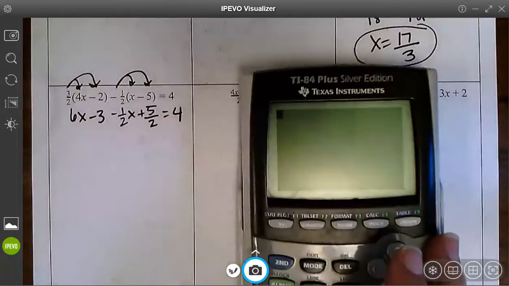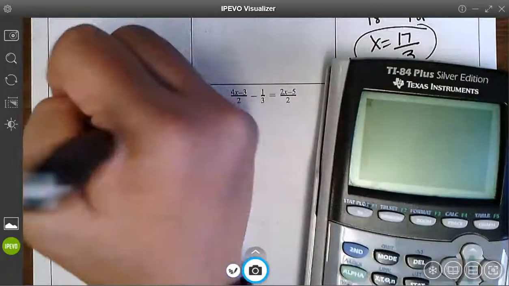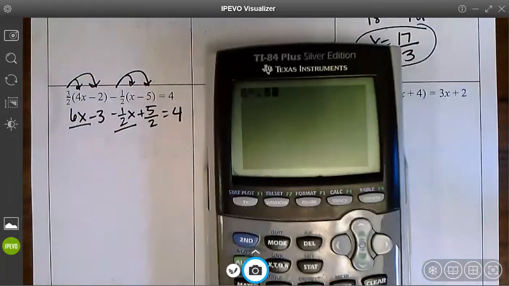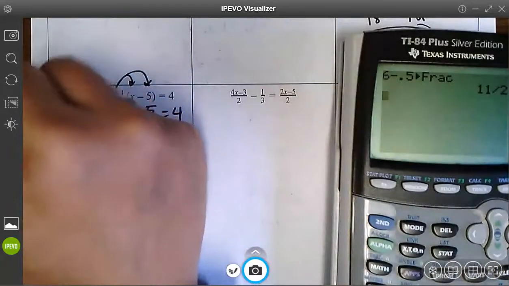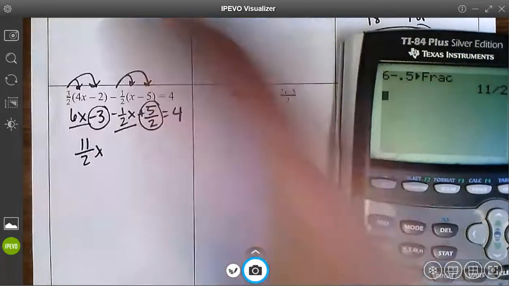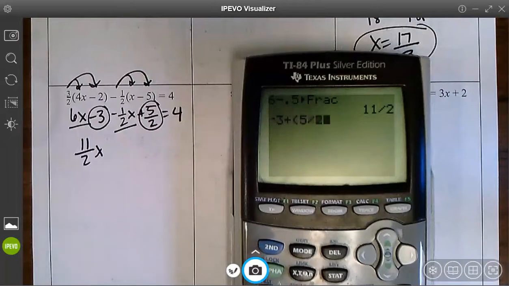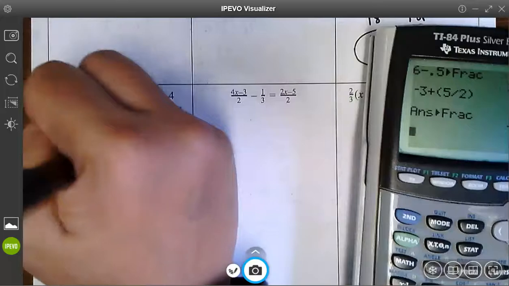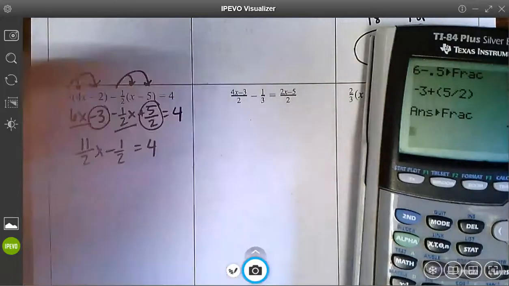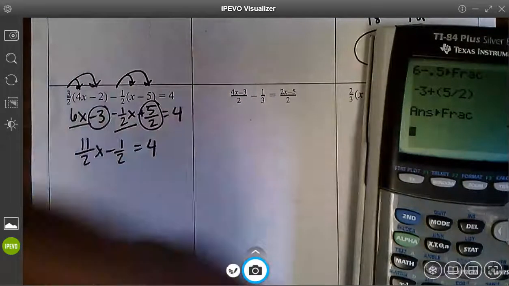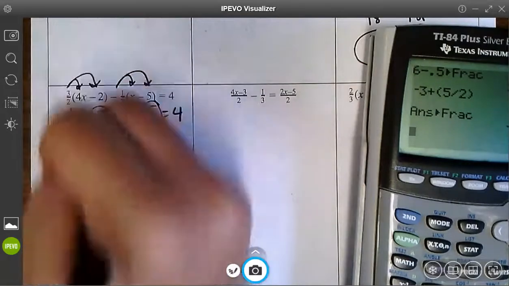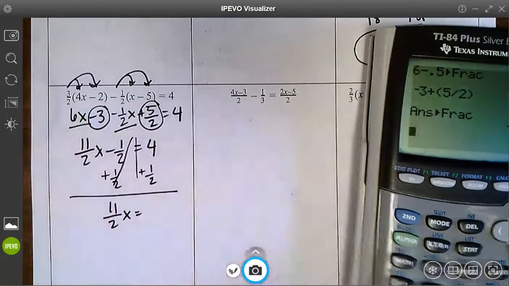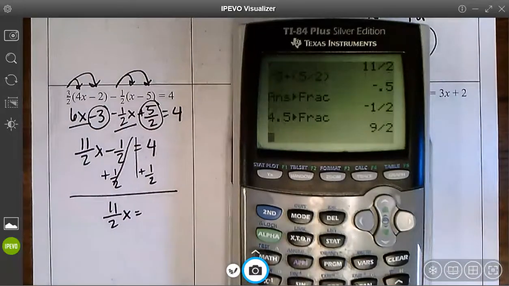Combine my like terms. So I have 6x minus 1/2 x. I like to put things in fraction form. So that's 11/2 x. And then negative 3 plus 5/2. Again, I prefer fraction. So negative 1/2 equals 4. So then I'm going to add the 1/2 to both sides. You get 11/2 x equals 4.5, which as a fraction is 9/2.